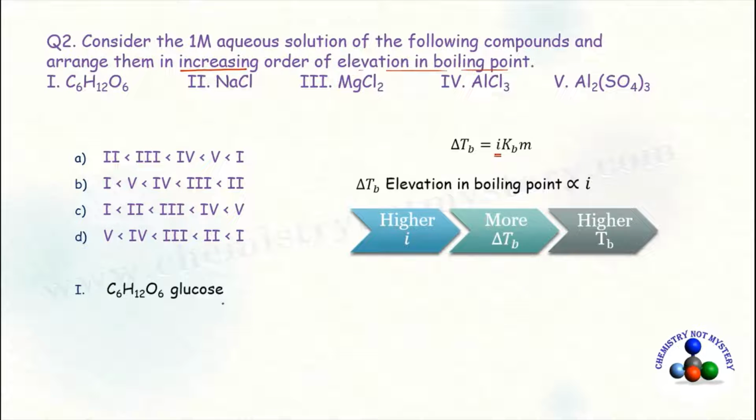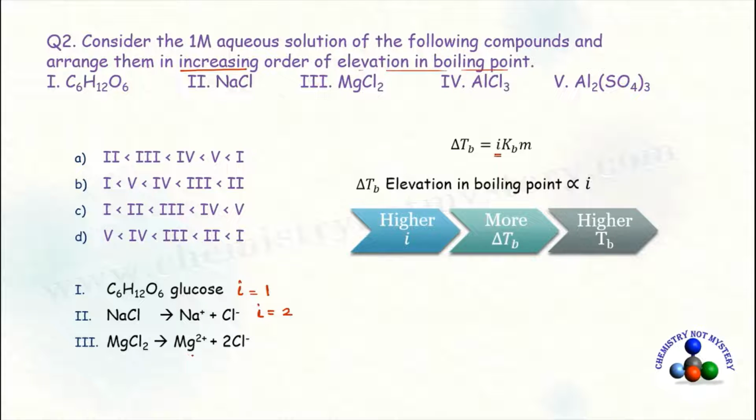C6H12O6 is glucose and it is a covalent compound. For a covalent compound, the I value will be equal to 1. Next is NaCl. It dissociates into Na plus and Cl negative. For dissociation, the I value will be equal to the number of ions produced after dissociation. As there are 2 ions produced after dissociation, the I value will be equal to 2. Next is MgCl2. It dissociates into Mg2 plus ion and 2 Cl negative ions. So the I value will be equal to 3.